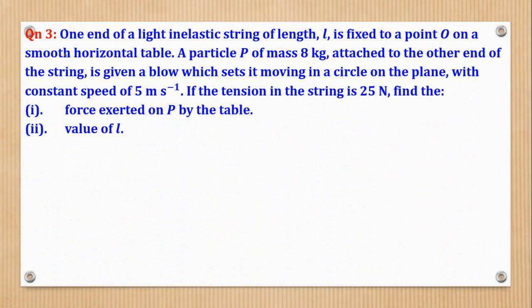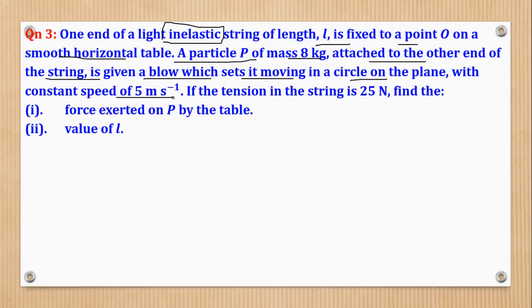Question 3. One end of a light inelastic string of length L is fixed to a point O on a smooth horizontal table. A particle P of mass 8 kilograms attached to the other end of the string is given a blow which sets it moving in a circle on a plane with constant speed of 5 meters per second. If the tension in the string is 25 newtons, find Roman 1, the force exerted on P by the table, and Roman 2, the value of L.